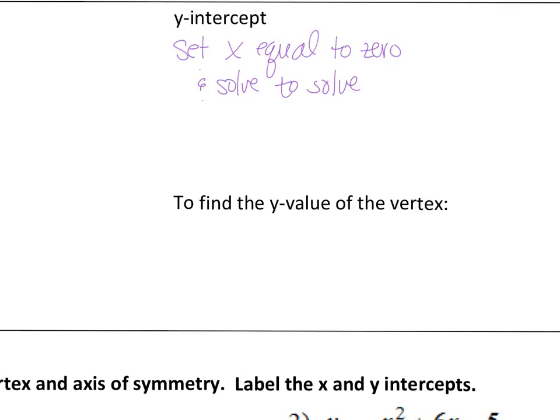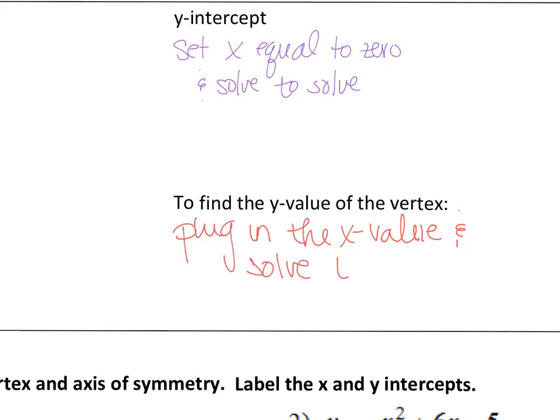And to find the y value of the vertex, once you find the x value, meaning once you find your axis of symmetry, you're going to plug that x value into your equation and solve for y, and that would be your vertex. You're going to solve for y.